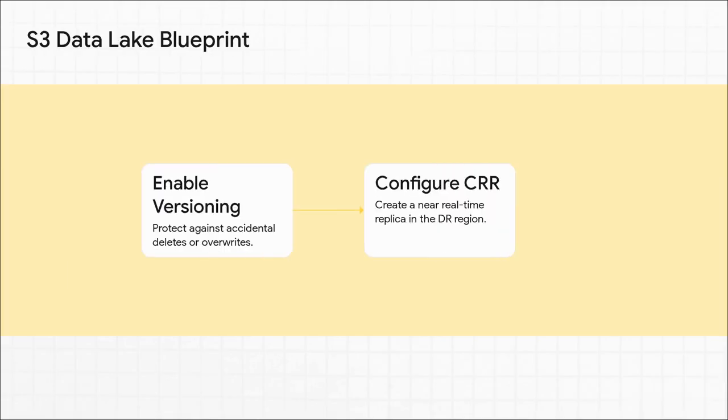Okay, and what about that massive S3 data lake? Trying to snapshot that would be, well, a nightmare. So instead, we're going to use S3's native superpowers. First, we enable versioning. That's our safety net against accidental deletions or overwrites. Then, we configure cross-region replication, or CRR. This automatically creates a near real-time replica of our entire data lake in the DR region. It's just elegant and incredibly effective.